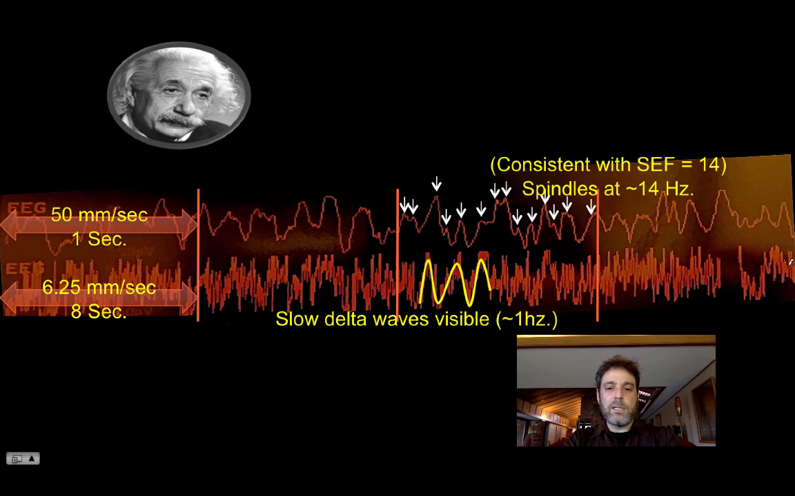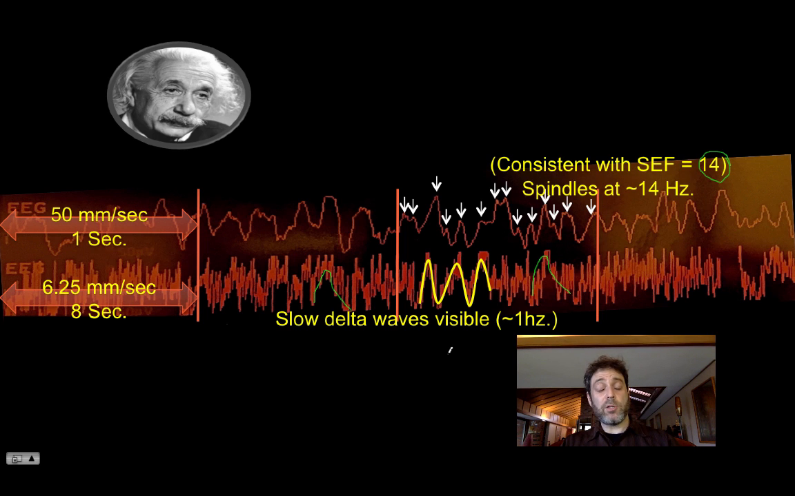But let's put in some of the details for you. So this is 1 of 4 seconds, and this is 8 of 32 seconds. Now you can actually count the spindles, 1, 2, 3, 4, 5, 6, 7, 8, 10, 11, 12, 13, 14. So we're roughly at 14 hertz, which are sigma spindles, and we have a lot of slow delta waves visible over there in this slower trace. So we have sigma spindles, phase amplitude coupled with slow delta waves, which are at about 1 hertz.